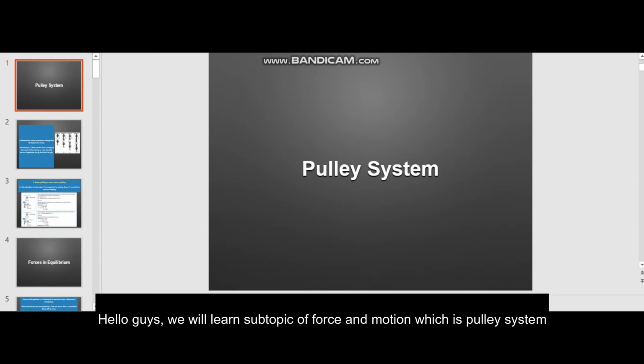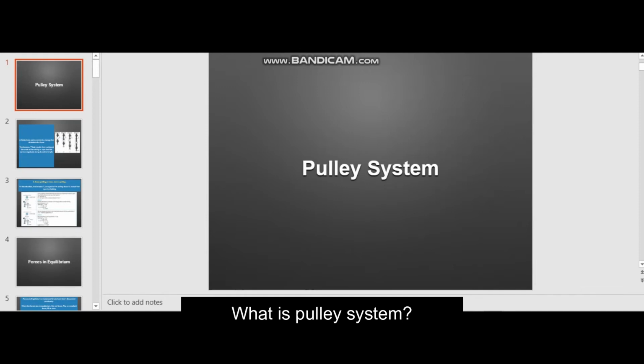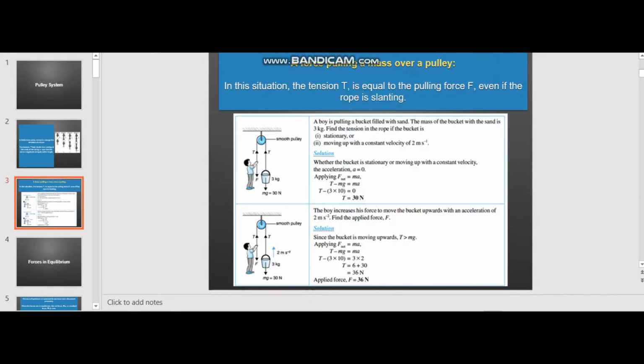So hello guys. Today we will learn a subtopic of force and motion, which is the pulley system. So the first one is the pulley system. What is a pulley system? A frictionless pulley serves to change the direction of a force, when a force is pulling a mass over a pulley.